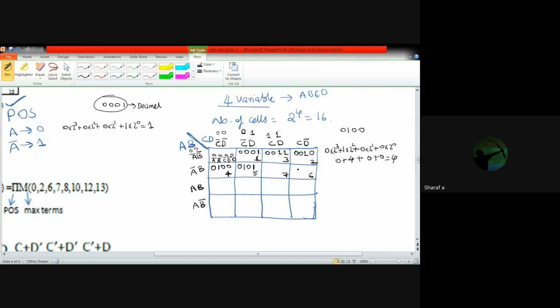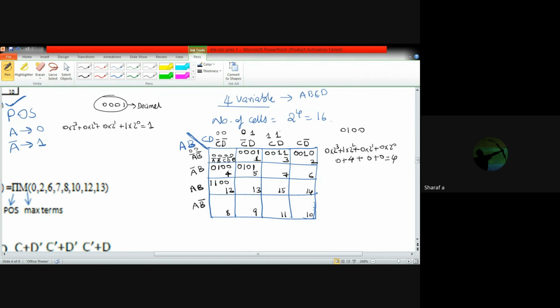When you do this in binary, then you can understand that. This one, what is this value? AB is 1 1, C bar D bar is 0 0. When you calculate, 12. Okay, so this one will be 12 when you convert that into decimal. Then this one will be 13, and this one is 14, this one 15, and this is 8. After 7, 8 will come here, then 9, 10, 11.